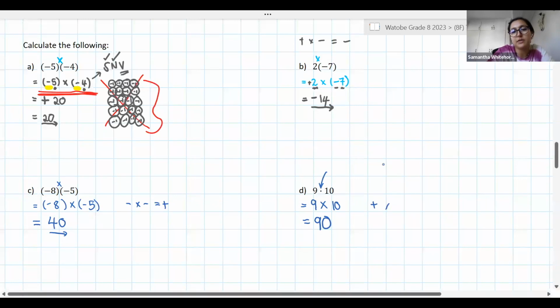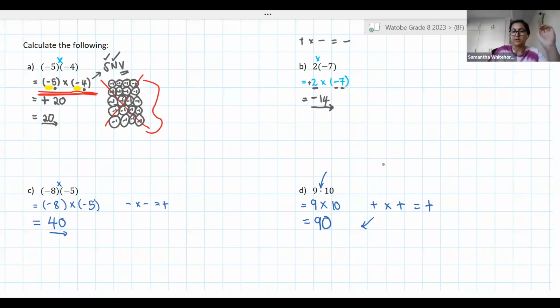We've got a positive times a positive, which gives us a positive, so our answer needs to be positive. Those are your two answers there, positive 40 and positive 90.